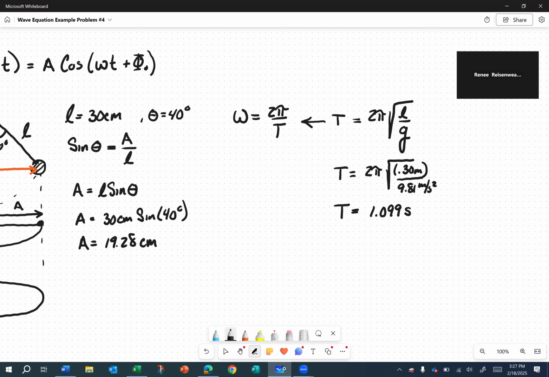So we can use that as the period. I'm going to go ahead and write our omega like this and not solve for an omega. Instead, we're going to keep that and rewrite our wave equation with that in it.